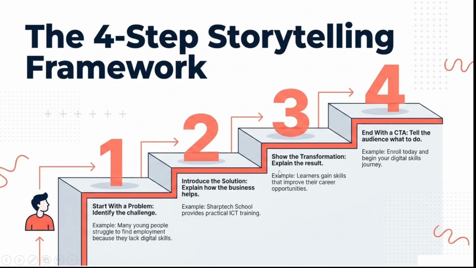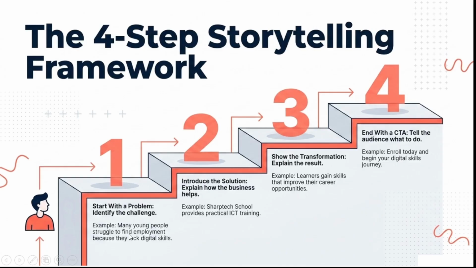And then step number 3, you show the transformation. Explain the result. You show the transformation by explaining the result. For example, learners gain skills that improve their career opportunities.